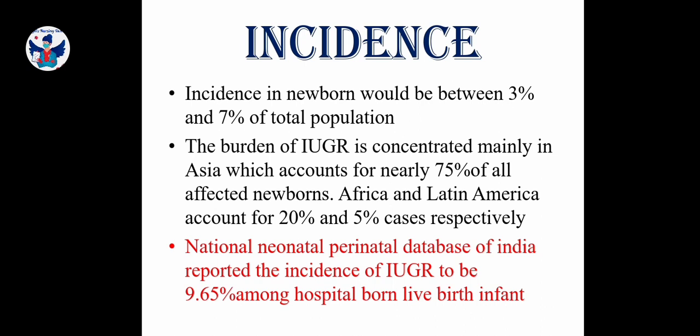Incidence in newborns would be between 3% and 7% of the total population. And in Asian countries, it is about 75% of all affected newborns. In Africa, it's about 20%, and in America, it is 5%. And the neonatal perinatal database of India reported the incidence of IUGR to be 9.65% among hospital-born live birth infants.